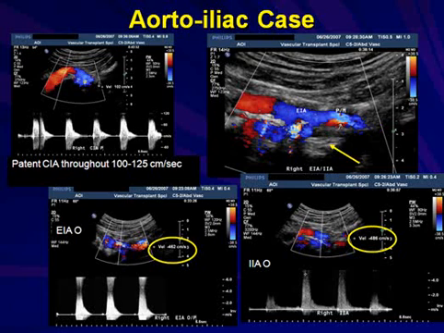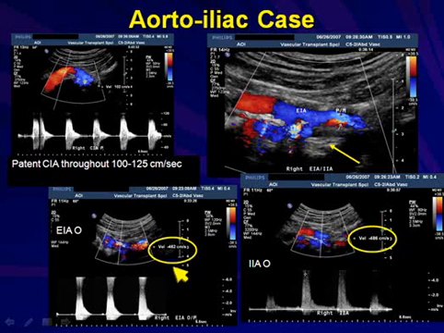The right common iliac was patent throughout, with about 100 to 125 centimeters per second. As we come down into the right common, we see the bifurcation of the hypogastric or internal iliac, and then the proximal to mid external.